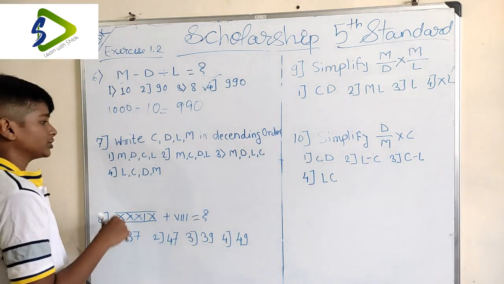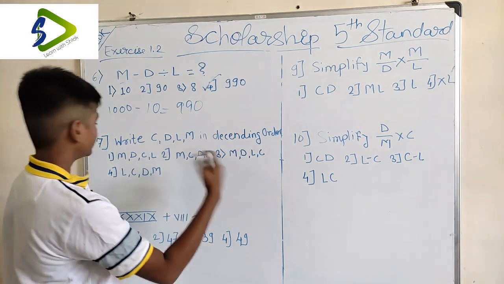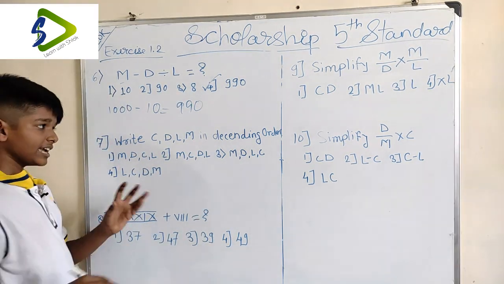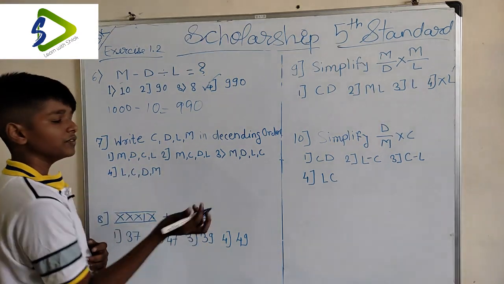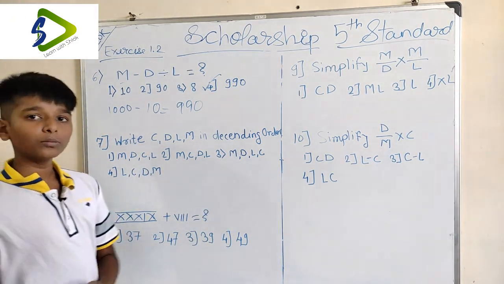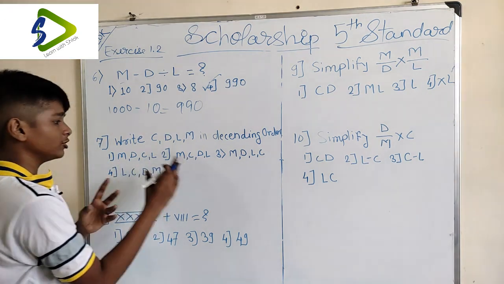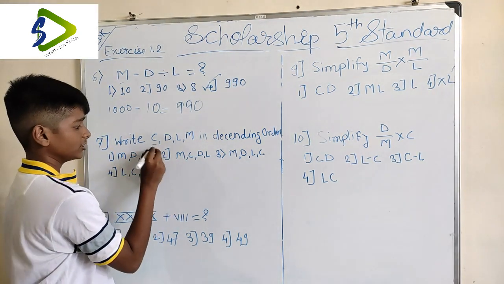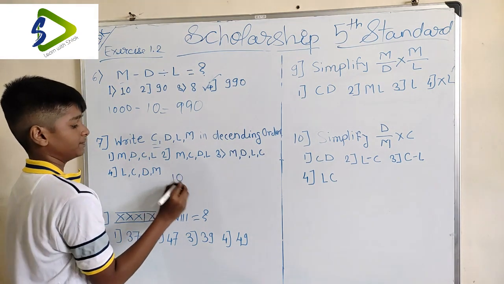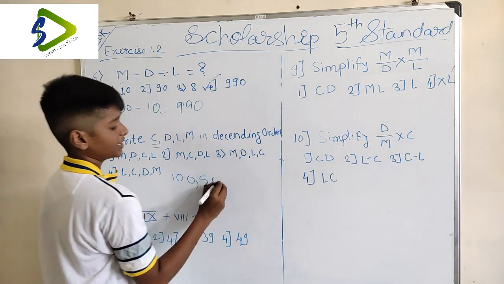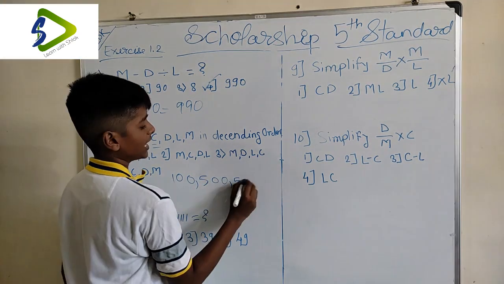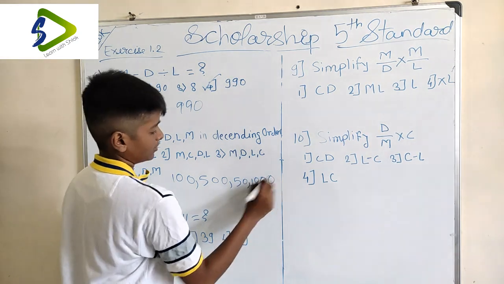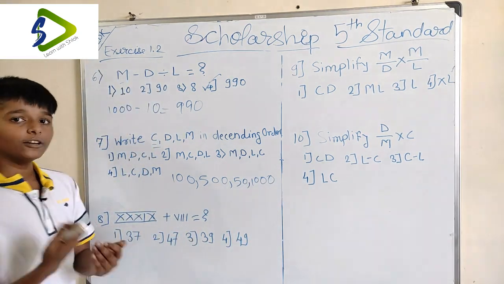Now the 7th question: write C, D, L, M in descending order. C, D, L, M are Roman numerals. We first convert these to normal numerals. I can do this in Roman numerals, but for your understanding I am converting them to international numerals. C is what? 100. D is what? 500. L is what? 50. And M is what? 1000.